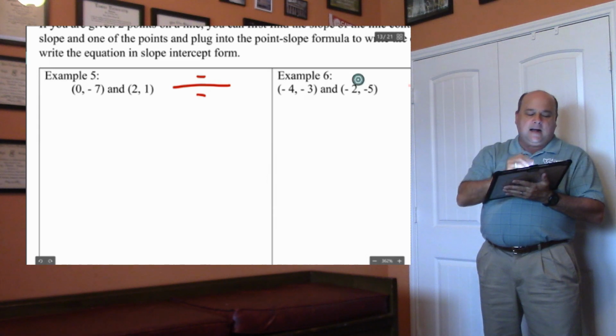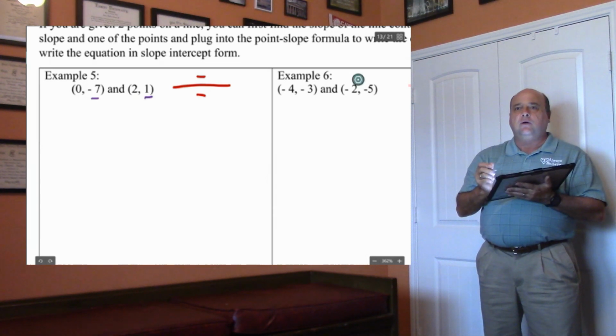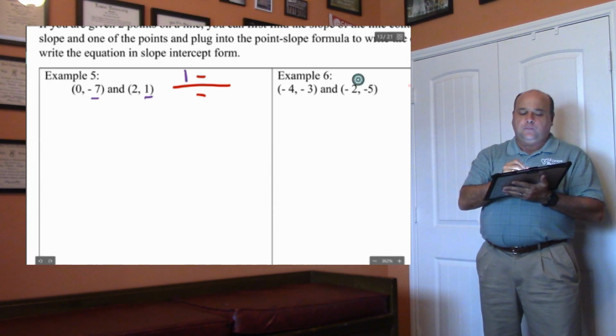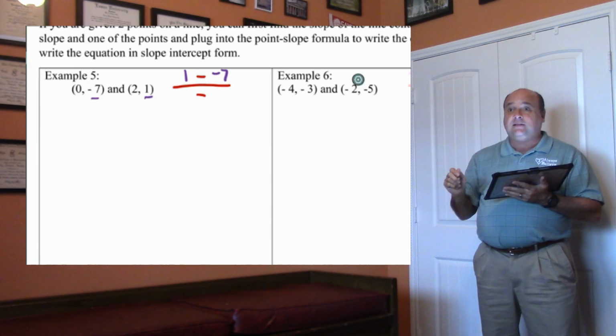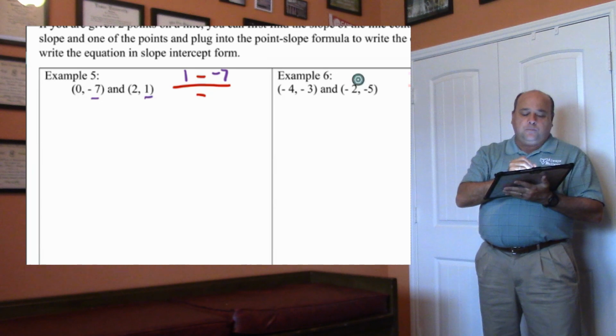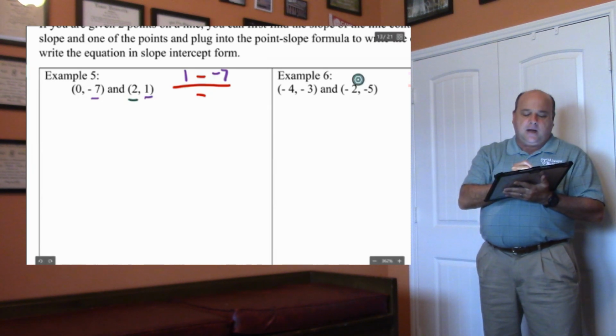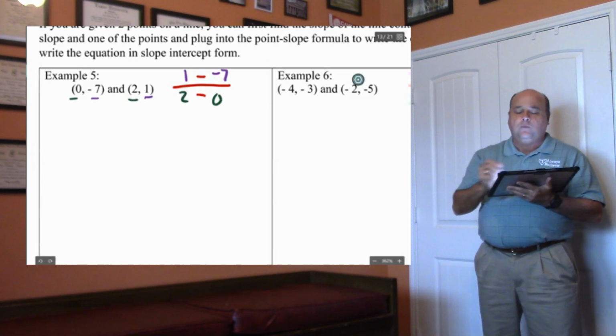So my 2 y's are 1 and negative 7, right? Put the right one first. So I'm going to put 1 and negative 7 on top. Notice I have 2 minus signs by that 7, don't I? And then I'm going to put the x's on the bottom, which are 2 and 0, 2 minus 0.